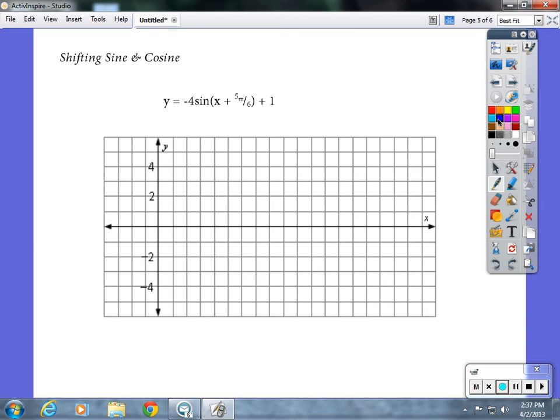So here we go. This is a good one. We got negative 4, so we got amplitude of negative 4. Okay. Phase shifts we didn't talk about yet. That's going to be 1 for now, frequency. H is going to be 5 pi over 6 to the left. Okay. And K is going to be up 1. All right. The period equals 2 pi. So again, label your x-axis.